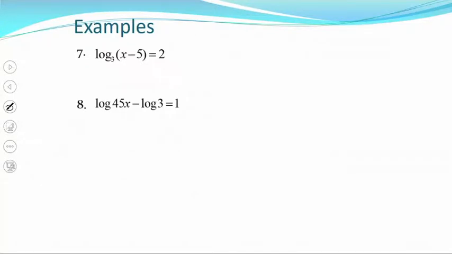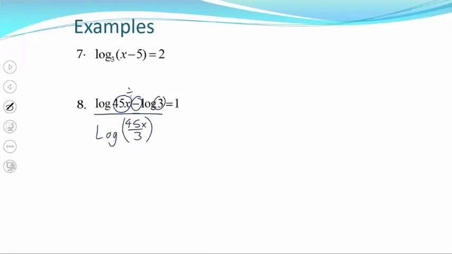Now this one's a little bit different, but notice we have log of 45x minus log of 3. That might ring a bell because there's one property we talked about where we subtract logarithms, but when we subtract logarithms, we don't actually subtract them at all. If I want to write these logarithms together, the subtraction really means I'm going to divide. So this would be the same as log of 45x divided by 3.